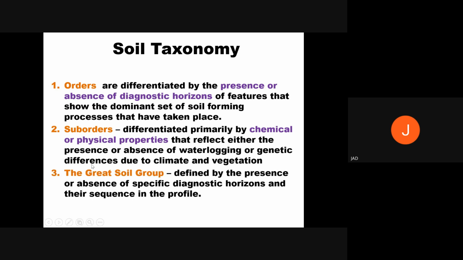So let's look at the great soil group. These are defined by the presence or absence of what? Diagnostic horizons and their sequence in the profile. So the way the layers of the horizons are organized can also be used to classify a soil type.